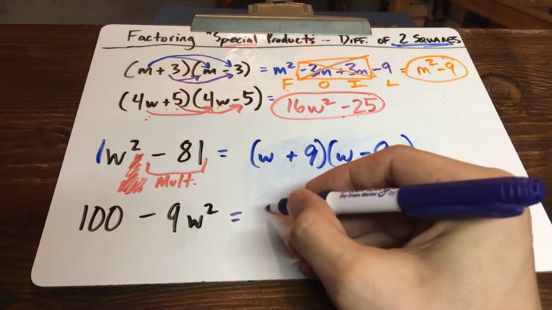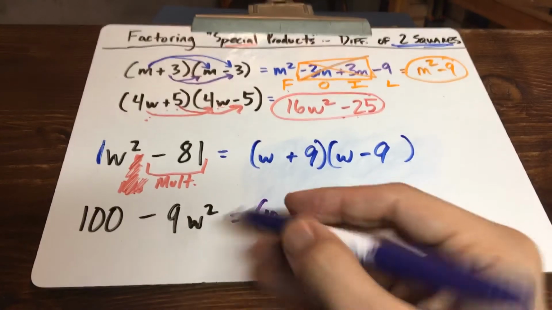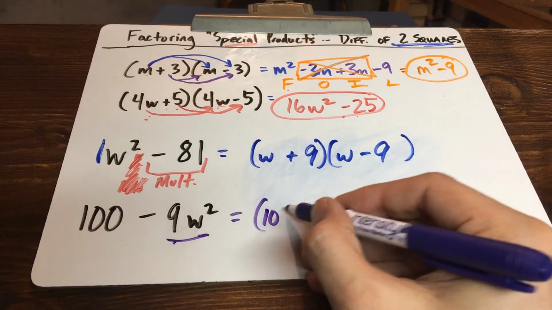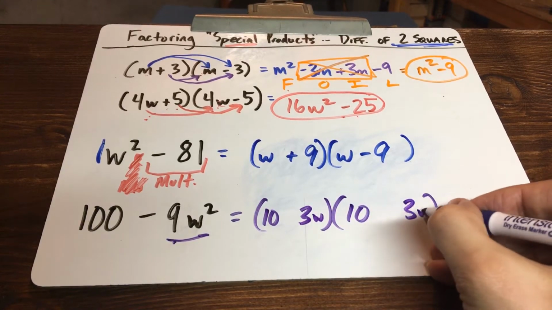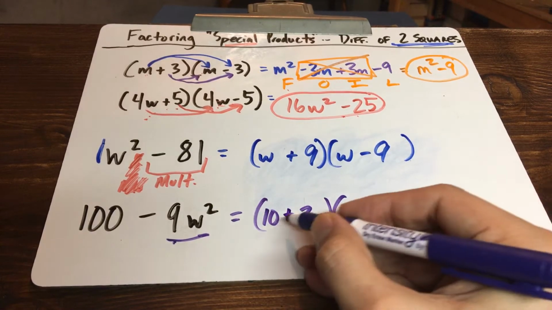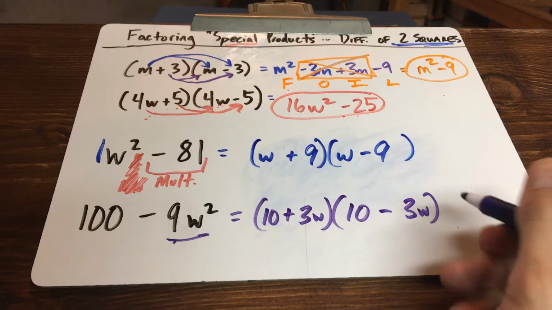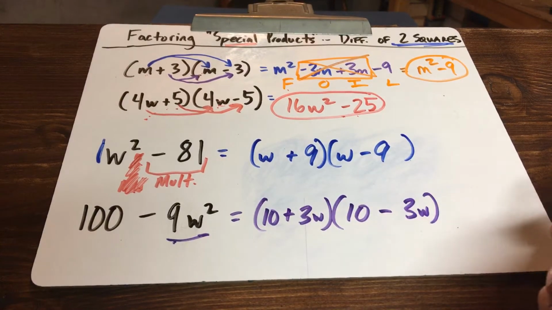Do we know the square root of 100? Sure. That's got to be 10 times 10. Do I know the square root of 9w squared? Sure. What's the square root of 9? 3. And then to get w squared, it has to be 3w times 3w. And then one is a plus sign, one is a minus sign. I like to put the plus in the first parentheses and the minus in the second parentheses. You don't have to make it that way. You can have the minus sign here and the plus sign there. It's not really a big deal.